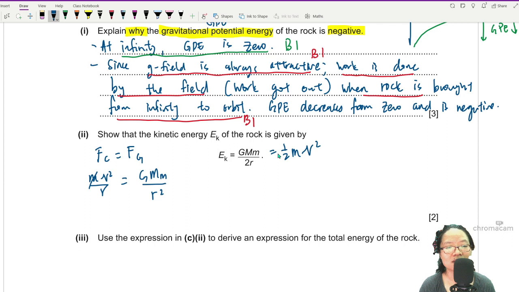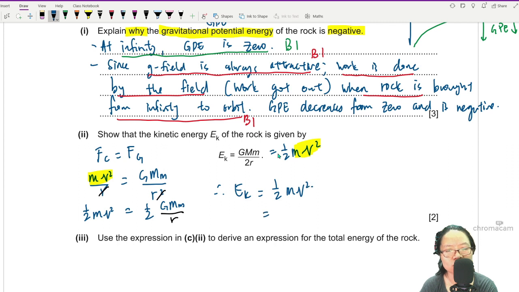So the mass, you can choose to start cancelling, but you see this half mv squared here. Ooh, I like this. So what I'll do is multiply by half, so mv squared becomes half GMm, and then this r can cancel off. One of the r can go away. Over r. So finally, I can say hence, Ek is equal to half mv squared, which equals GMm over 2r, proven.